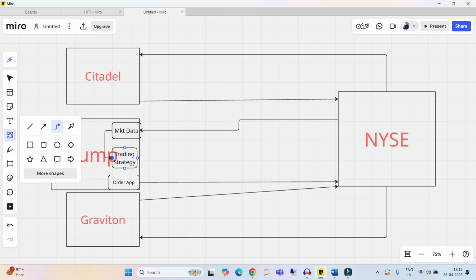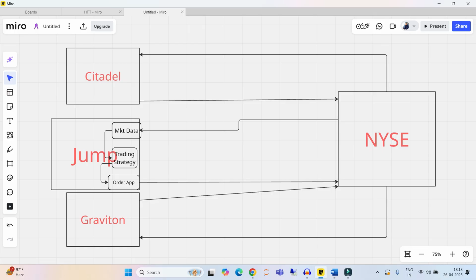So let's say it's coming here, and also let's say it's coming here as well. Okay, so basically what is happening here is, this one, you can say, is coming here, and then again it's coming from here to here.